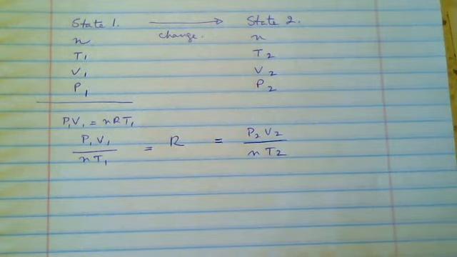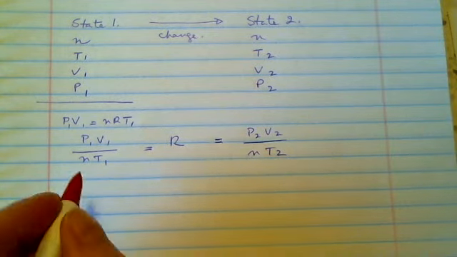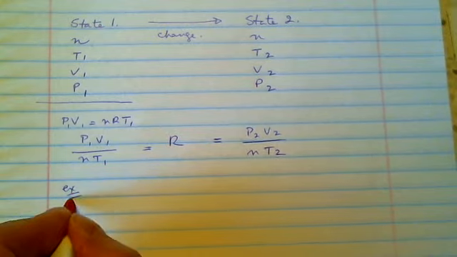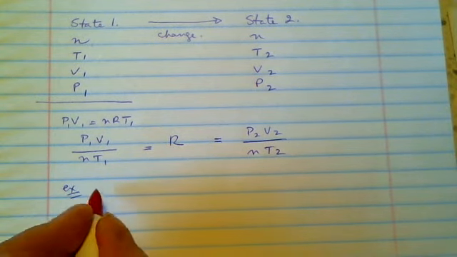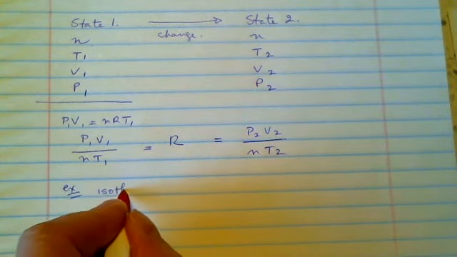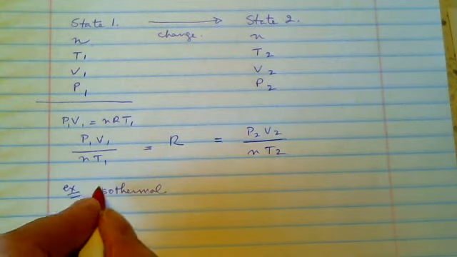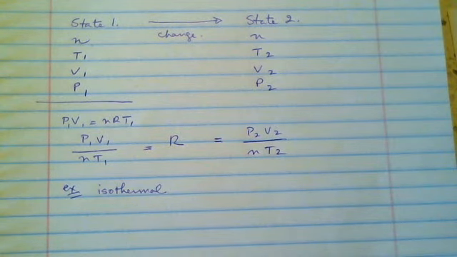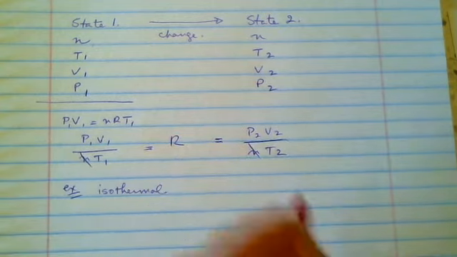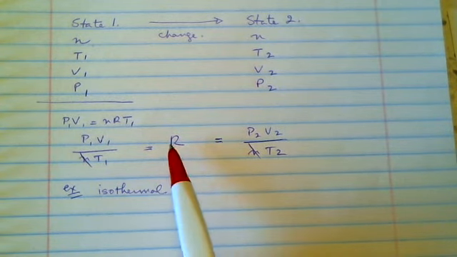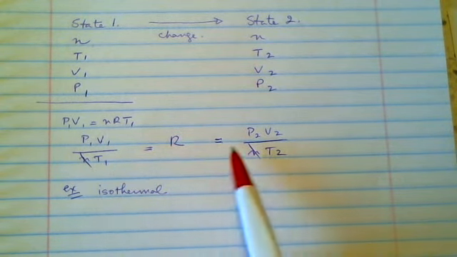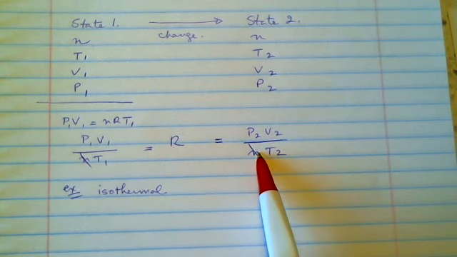And then we go back and consider what sort of change it is. And say, for example, this one was an isothermal change on a closed system. Well, since it's closed, the number of moles are the same. So what I'm doing here is really pointing out that since both of these are equal to R, they are therefore equal to each other.